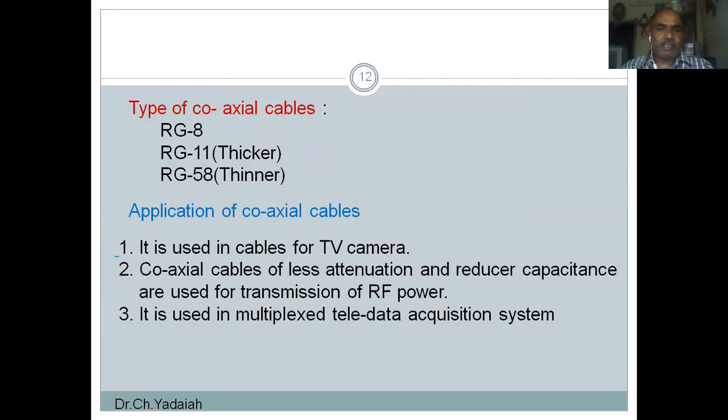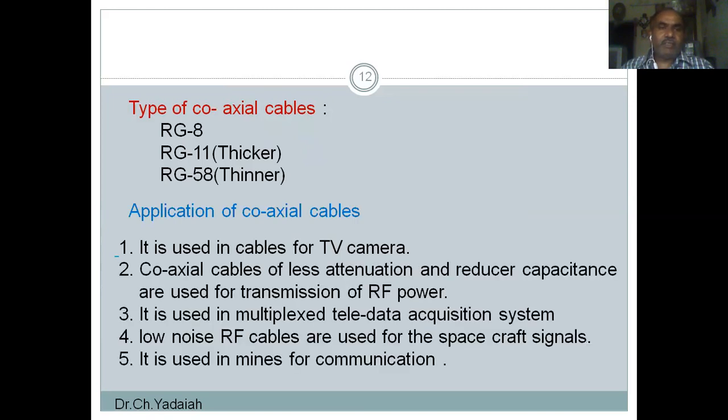The application of the coaxial cables. As we already know, they are used in cables for TV and cameras. Coaxial cables of less attenuation and reduced capacitance are used for the transmission of radio frequency power. It is used in multiplex telemetry data acquisition systems, and low noise radio frequency cables are used for spacecraft signals. It is also used in mines for communications and in CCTV systems. These are the different applications of coaxial cables.